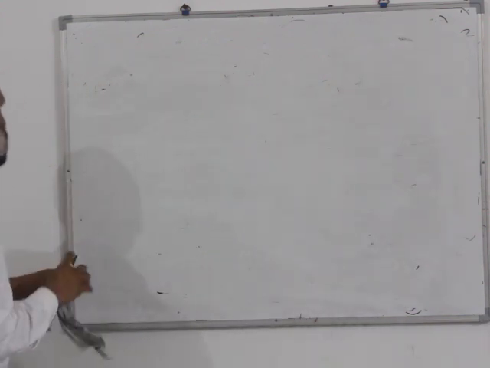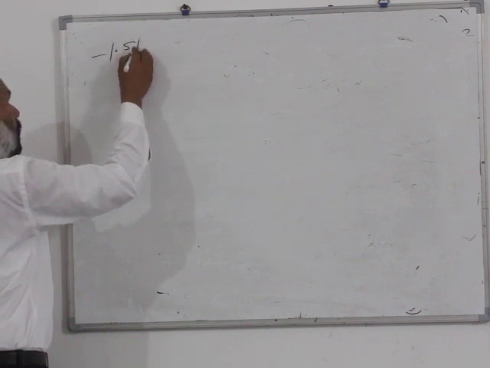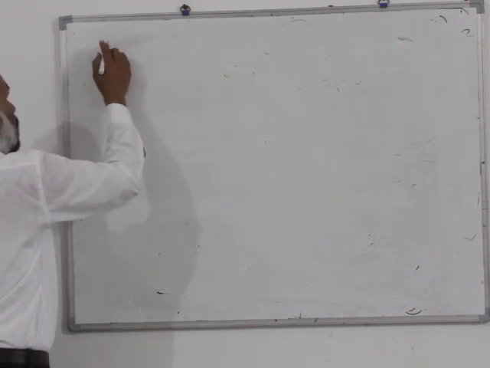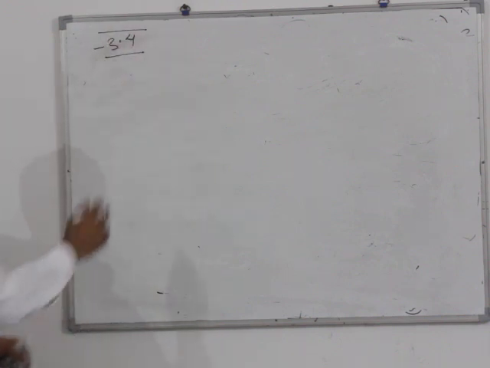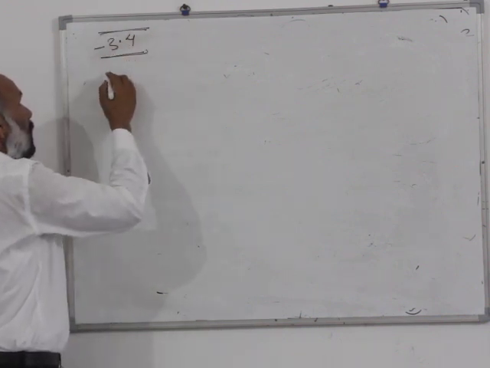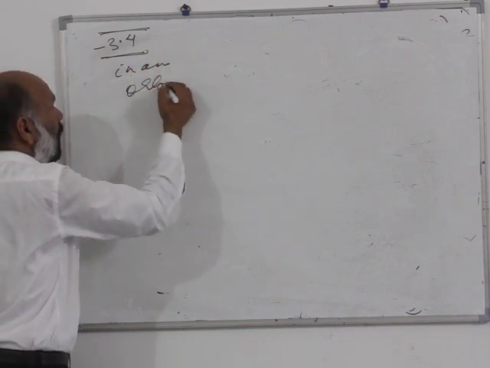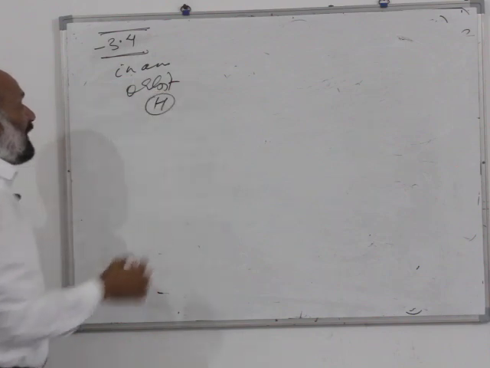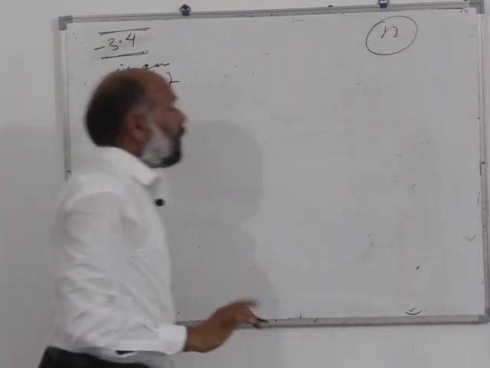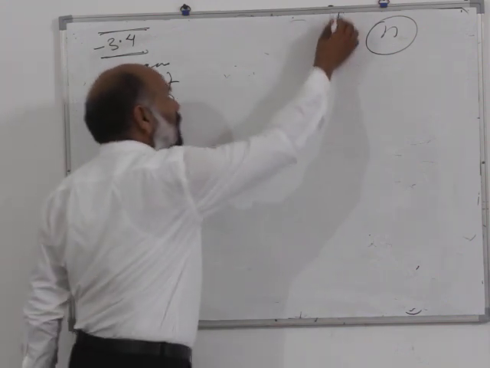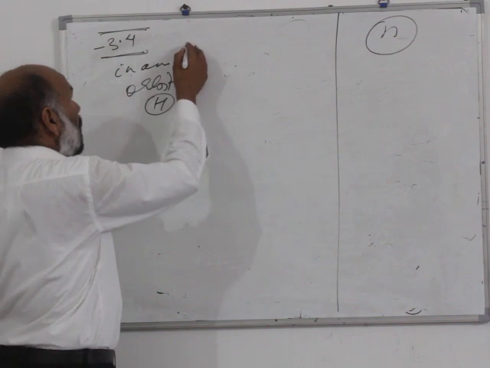Okay, let me start with this. If the energy is minus 3.4 in an orbit of hydrogen, calculate the number of the orbit. This is the first question. There are so many questions that can be asked on this, so many variations.